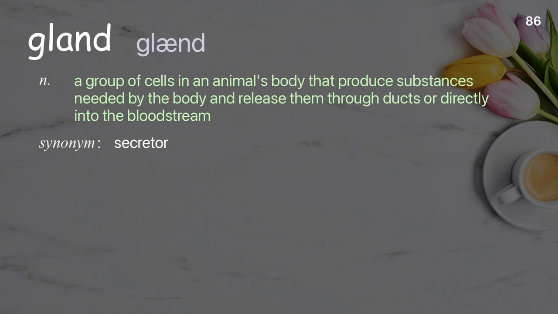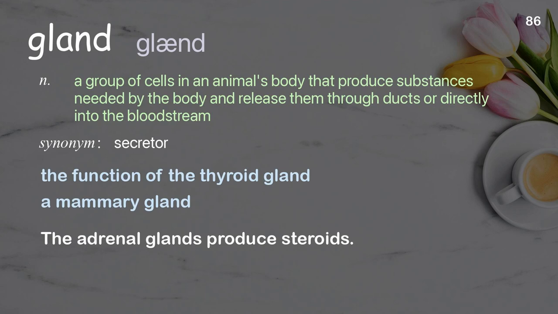Gland. A group of cells in an animal's body that produce substances needed by the body and release them through ducts or directly into the bloodstream. Examples: The function of the thyroid gland. A mammary gland. The adrenal glands produce steroids.